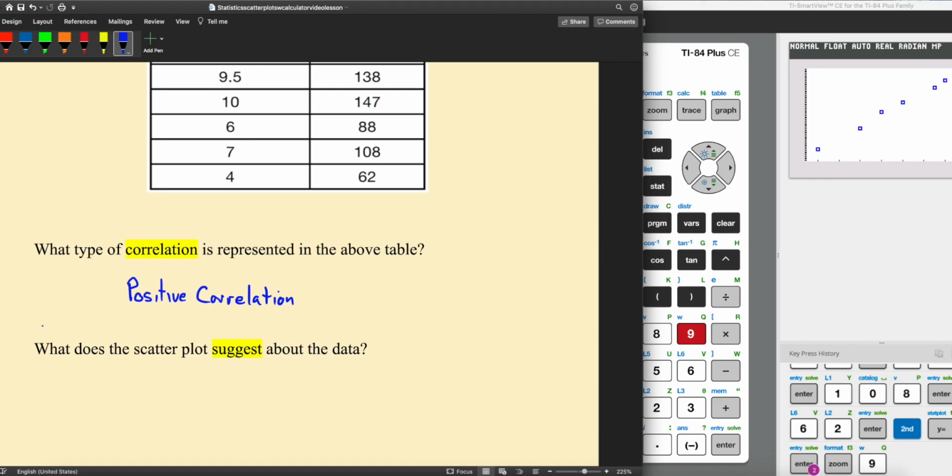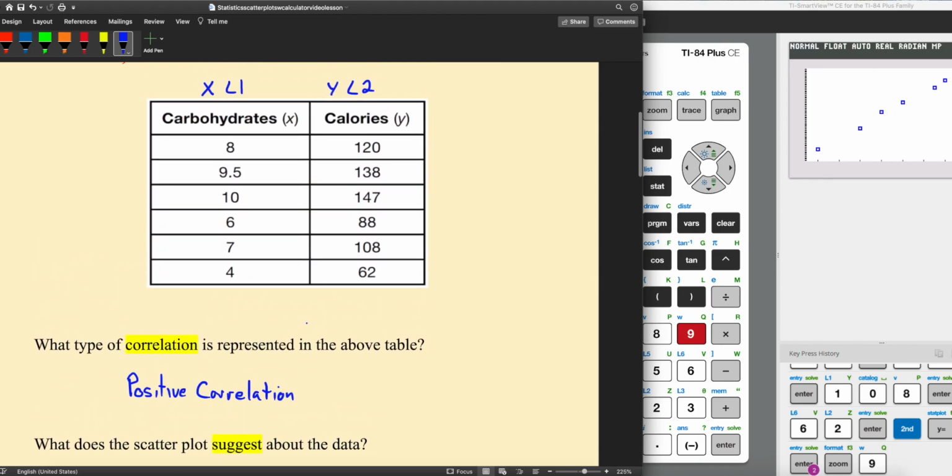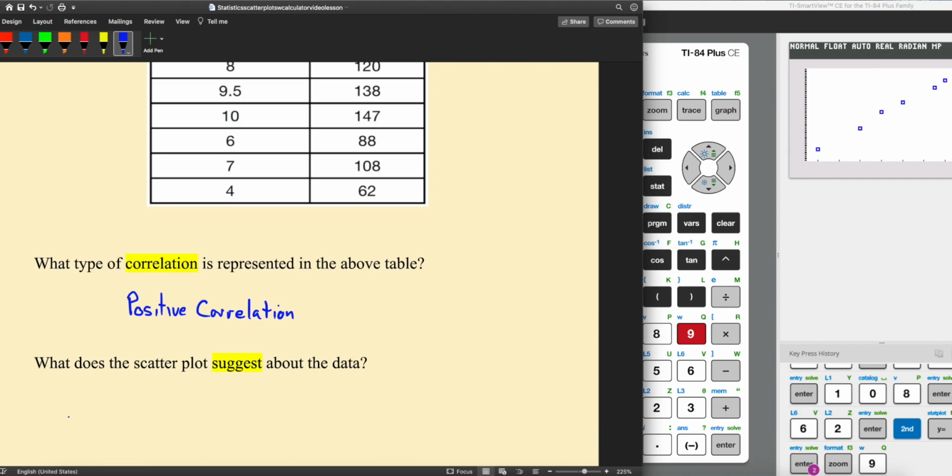Now, it does talk about what does the scatter plot suggest about the data, okay? So now that we know it's a positive correlation, remember what we said, that both data sets are increasing. Remember, carbohydrates is your x-axis. So as you're increasing the carbohydrates on the x-axis, your calories, the y-axis, is also increasing, okay? So that's what you have to say. As, and you could abbreviate, guys, as you write this out. As carbs increase, calories also increase. Simple. That's all they wanted for this, all right? It's a positive correlation, so as carbohydrates are increasing, the calories are also increasing. Simple. Let's look at another one.